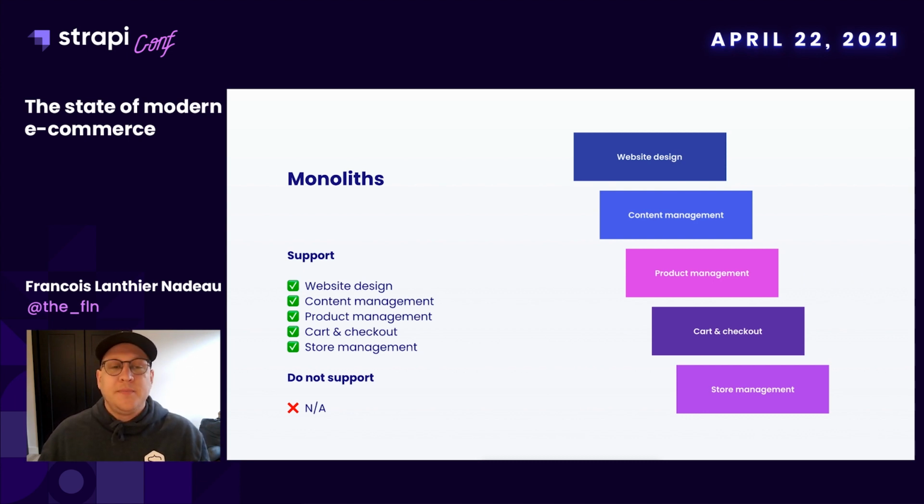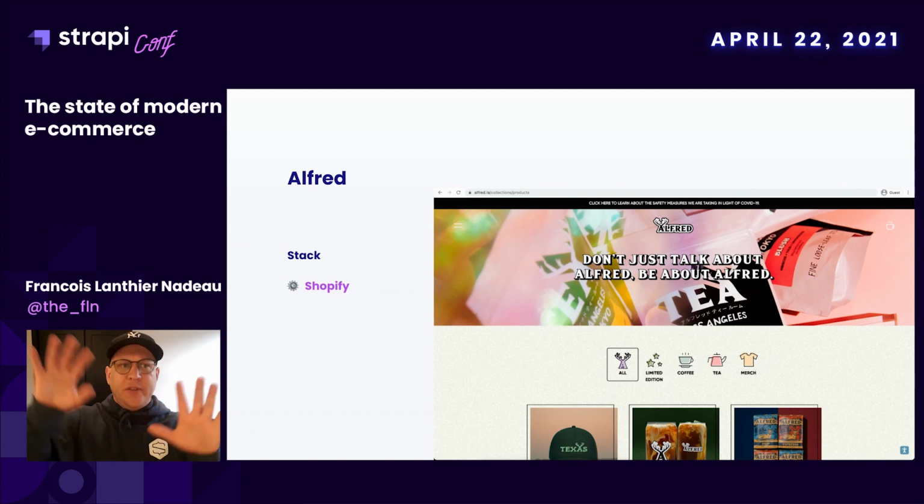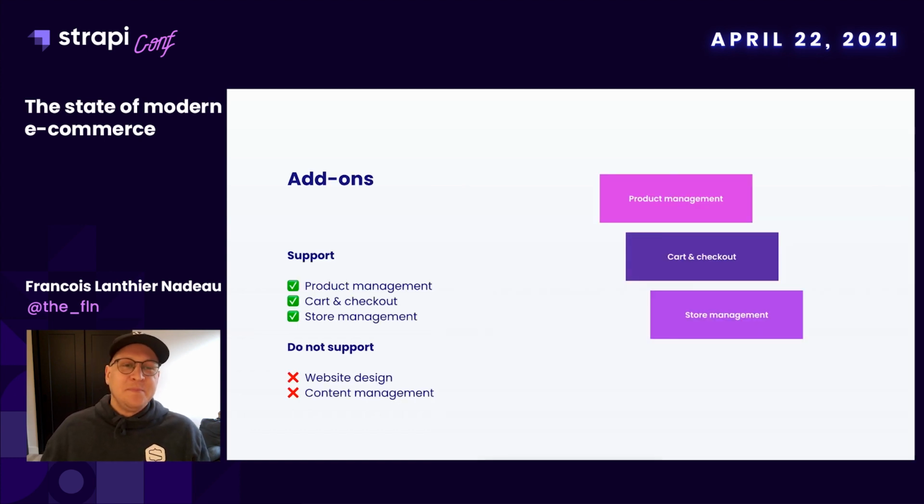Let's give an example. Here we have Alfred, a beautiful website that's mostly built with Shopify, right? So you can go and check it out, but it would be an example of maybe a monolith. And if they changed their tech stack since I did my research or whatever, apologies. You can let me know in the chat.